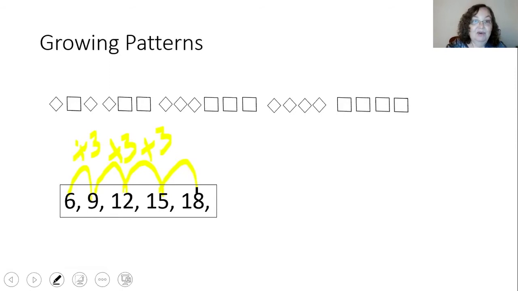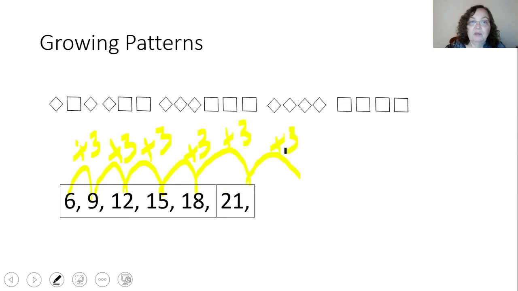I add 3 again. So now if I had to tell the next 2 numbers, what would I have to do? Add 3 to 18. So what would be 18 plus 3 more? Did you say 21? Excellent. How about if I added 3 more? What would be 21 plus 3 more?